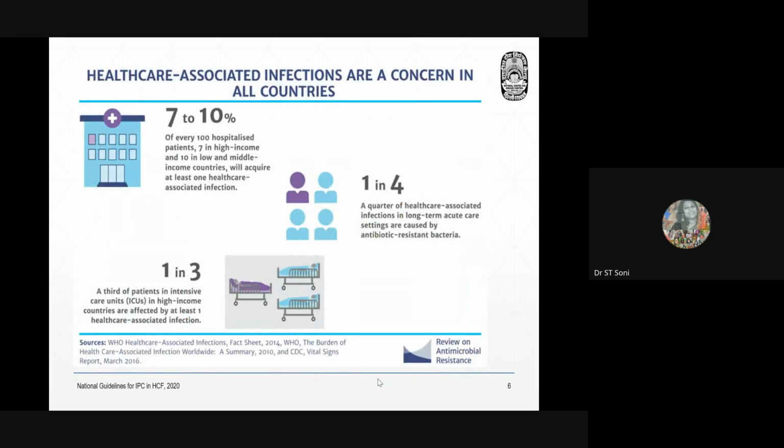So healthcare associated infections are definitely a concern in our country. We say that 7 to 10 of every 100 hospitalized patients, 7 in high income and 10 in low and middle income countries, will acquire at least one healthcare associated infection. We also say that one third of the patients in ICUs in high income countries are affected by one healthcare associated infection. So it's a very huge figure.